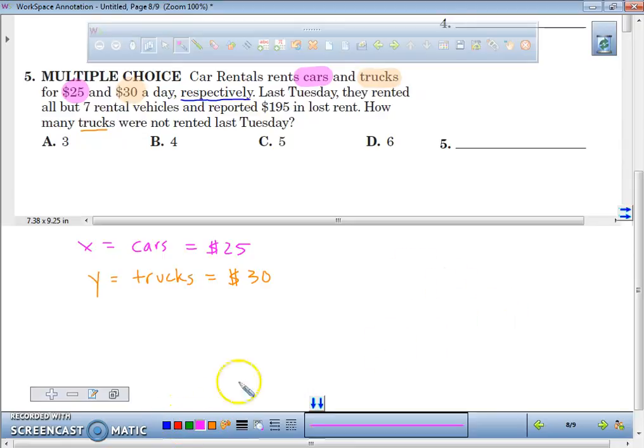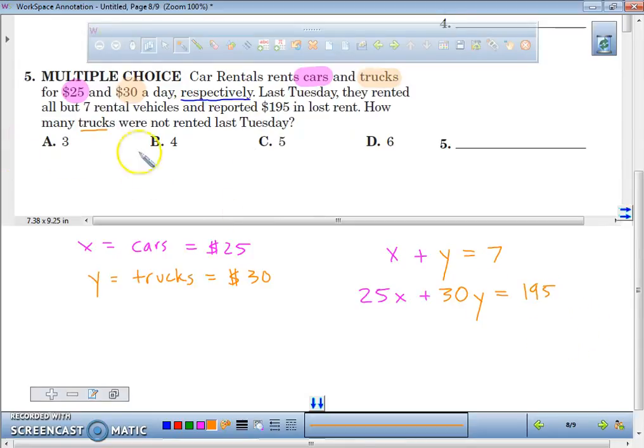Now I don't know how many cars were not rented, but I guarantee you if we added the number of cars and the number of trucks that they did not rent, that would equal a total of 7 vehicles that were not rented. And then I know that there's $25 per day for cars, plus there are $30 per truck, and that equals a total loss of $195.